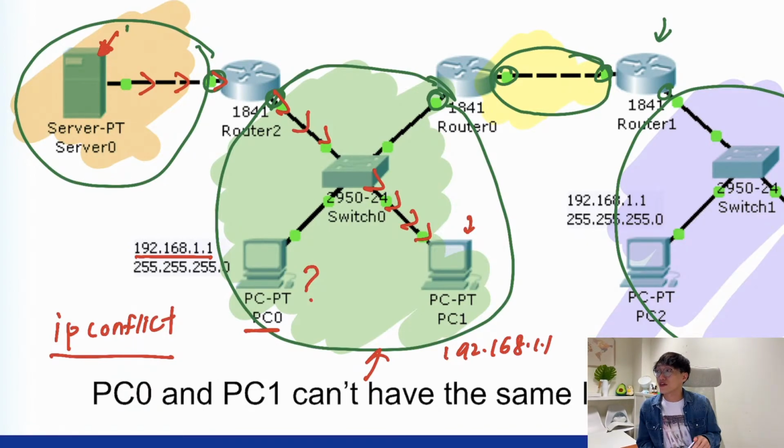Now this is IP conflict. Okay, we want to avoid this. So with rule number 1, we can already avoid this kind of problem.